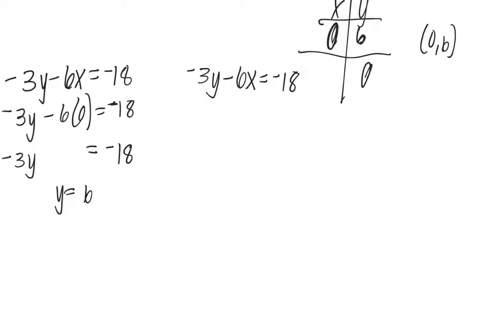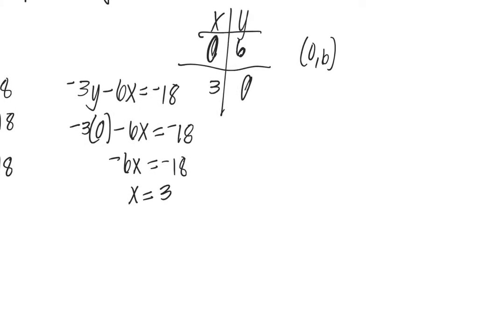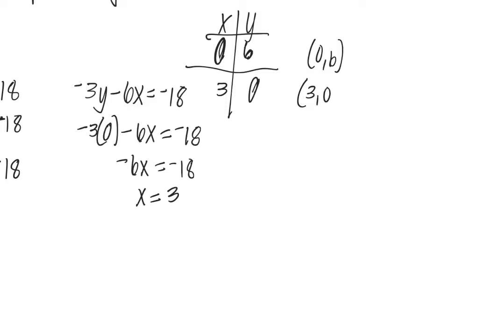Now I'm going to plug in this 0 right here for y. And we'll be produced with an x value. So 3 times 0 is 0. I end up with negative 6x equals negative 18. X equals positive 3. So that's the point (3, 0).